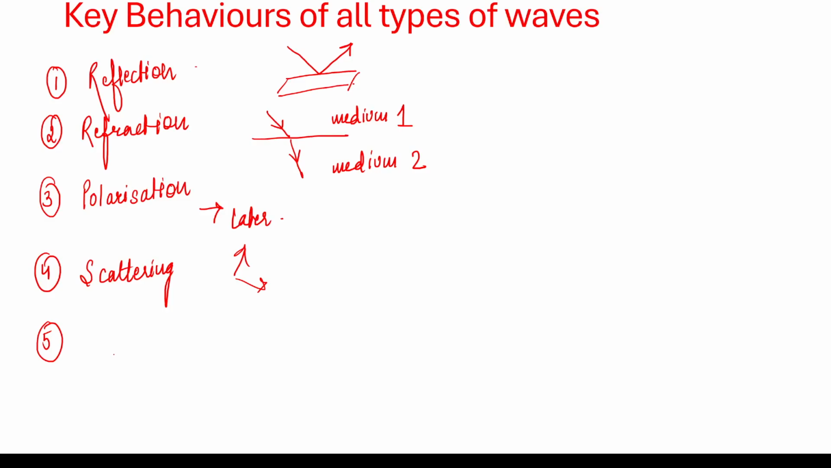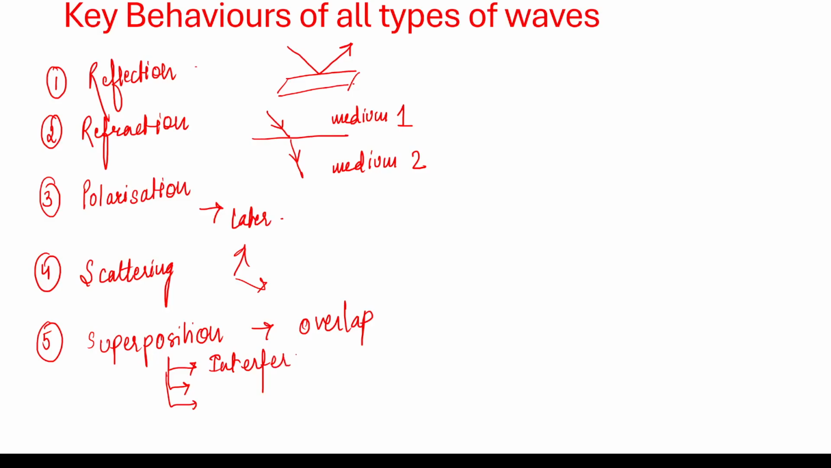Then you have phenomena like superposition. Superposition is when two or more waves overlap. This is a major part of your waves topic: learning about superposition and types of superposition, and what different phenomena superposition can produce. This overlapping of waves sounds so simple, but it can produce different phenomena, like interference and stationary waves. So there are different behaviors all kinds of waves can exhibit.